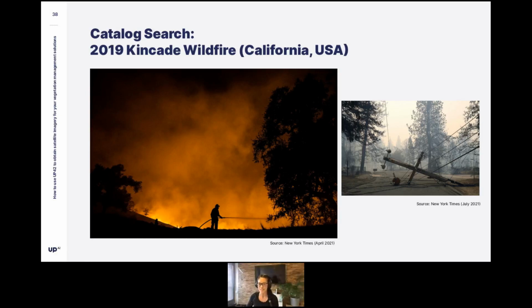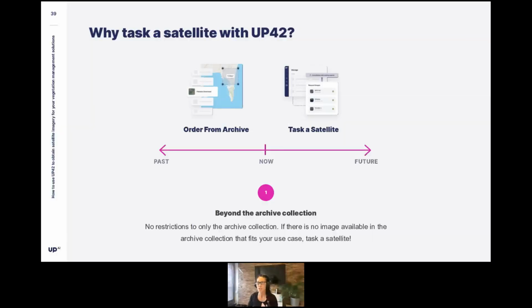And yes, however, if you can't find an image through the archive collection, you always have the possibility to task a satellite with us here at UP42. And what this means is that you have more than the archive collection at your disposal for your projects. And we can fill in those gaps where the archive collection lacks.